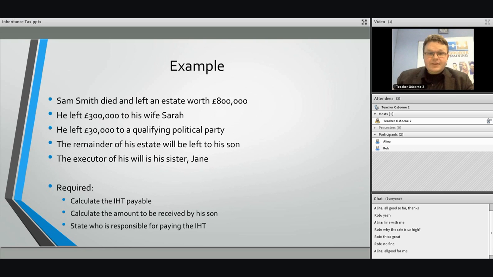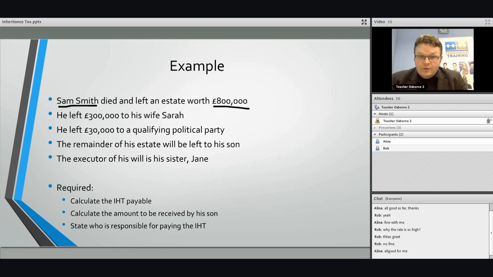Okay, good. So let's take a little example of a question that might come up on your exam. Now, this is a kind of introductory question, so we'll get into more complicated questions later on. But I've created this short little example. So we have a client, and his name is Sam Smith, and he died, unfortunately, as we're talking about IHT, and he's left an estate worth £800,000.